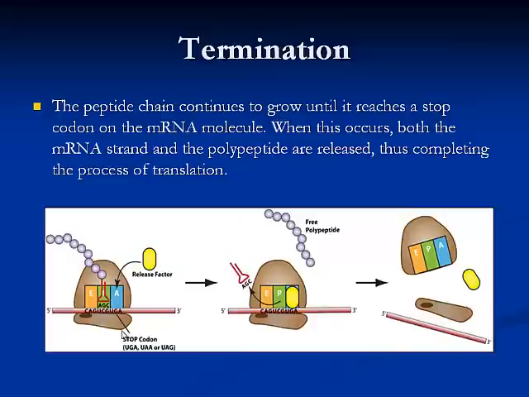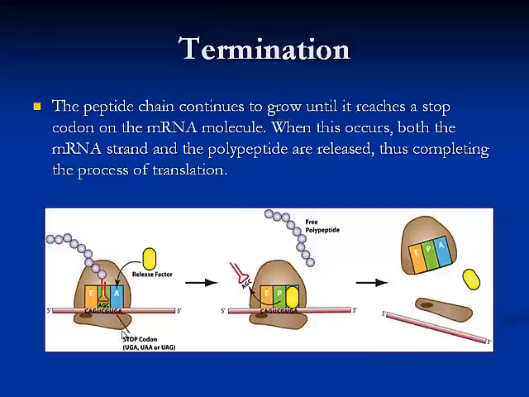Finally, we have termination. And this is when the peptide chain continues to grow until it reaches a stop codon on the mRNA molecule. When this occurs, both the mRNA strand and the polypeptide are released, thus completing the process of translation. Now, as you can see in the bottom picture, the left picture starts with the last tRNA in the polypeptide coming in, and you have the stop codon next.